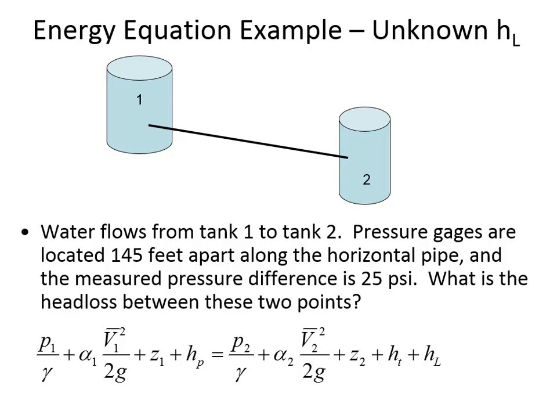So the head loss is the 3,600 pounds per square foot divided by the unit weight of water, which is 62.4 pounds force per cubic foot, which gives 57.7 feet.